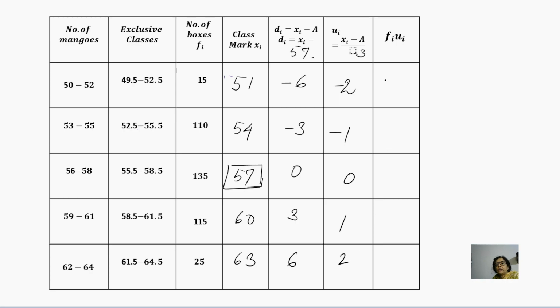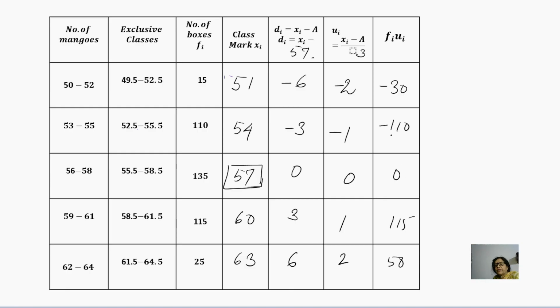Now we find out the product Fi Ui. So this becomes minus 30. This is minus 110. This is 0. This is 115. And this is 50. Next what we do is add up this.